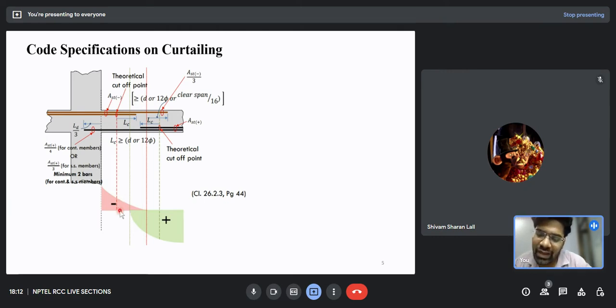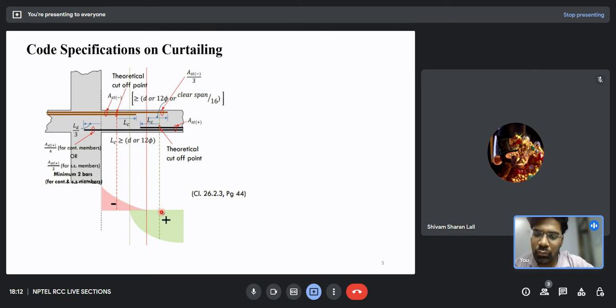This is the bending moment diagram, and here I have two types of moments, firstly the negative envelope of moment and secondly the positive envelope of moment. So for the negative envelope, you can see the theoretically zero bending point is at this point, whereas the point where I wish to curtail the reinforcement, the theoretical cutoff point, is at this point for negative reinforcement.